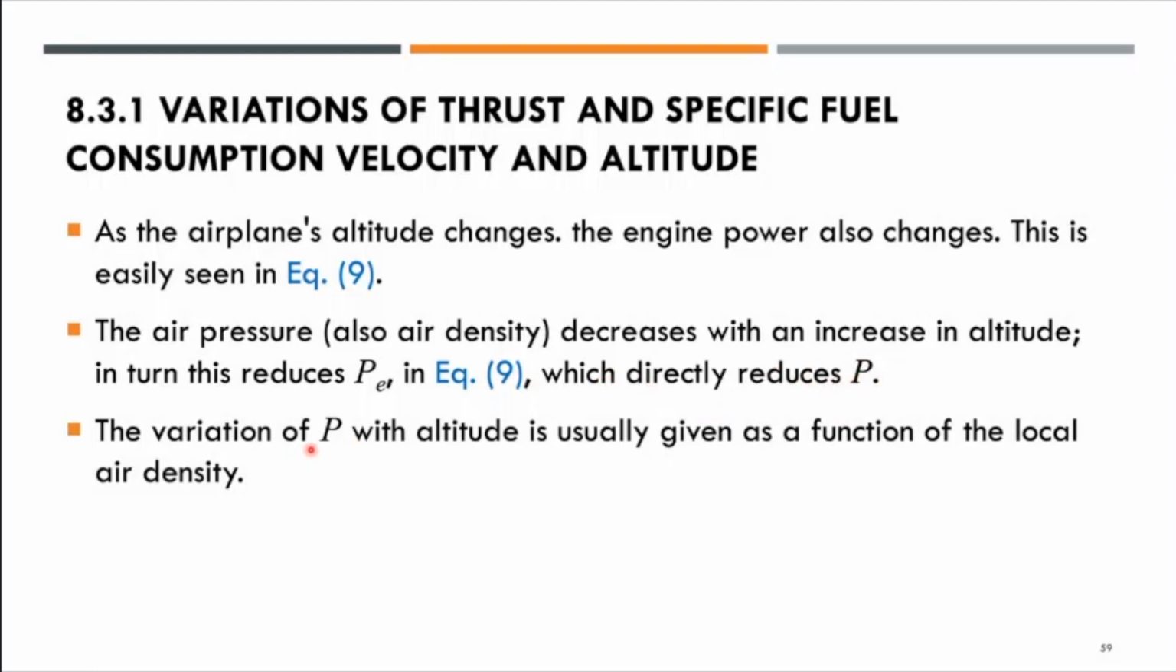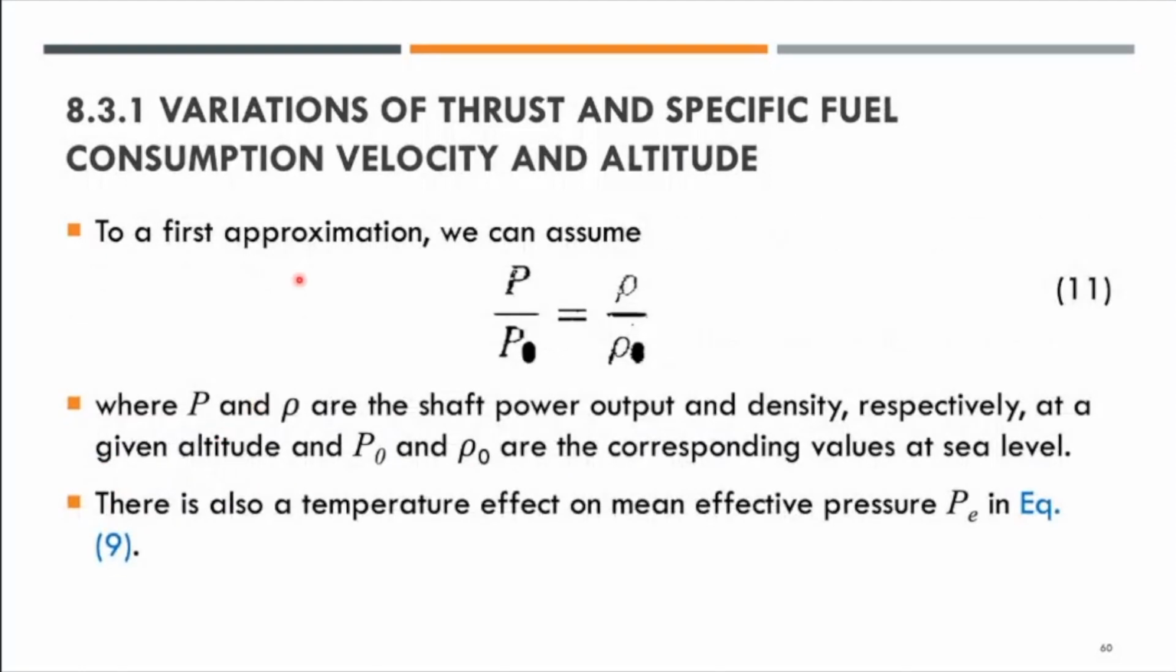And the variation of the shaft power with altitude is usually given as a function of the local air density. Right? So to a first approximation, we assume the shaft power P over P naught equals the density rho over rho naught, where P and rho are the shaft power output and the density, respectively, at the given altitude, and P naught and rho naught are the corresponding values at sea level.